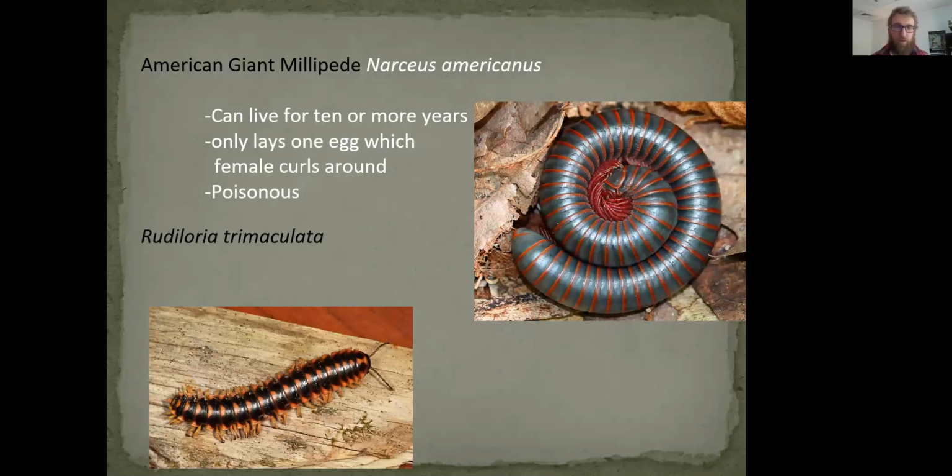Another species was Rhodoloria tramaculata. I didn't know this particular species, but it's one of the flat-backed millipedes, very common in our region. There are 50 or more species, pretty common. Is that the one we know as the cherry millipede? Yes. So this guy smells like almonds or cherries.